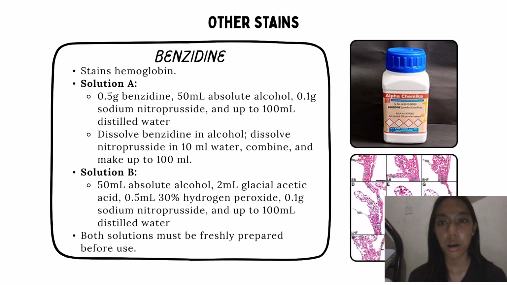Another stain is the benzidine. Benzidine is used for staining hemoglobin. It is prepared in 2 solutions. Solution A contains benzidine, sodium nitroprusside, and absolute alcohol, and solution B contains absolute alcohol, glacial acetic acid, hydrogen peroxide, and sodium nitroprusside. So both solutions must be freshly prepared.